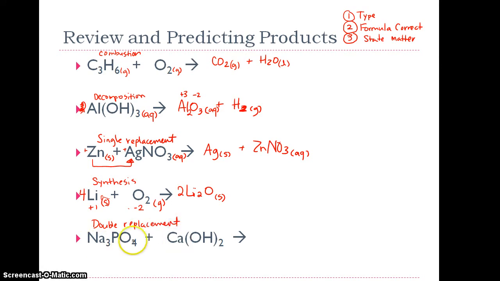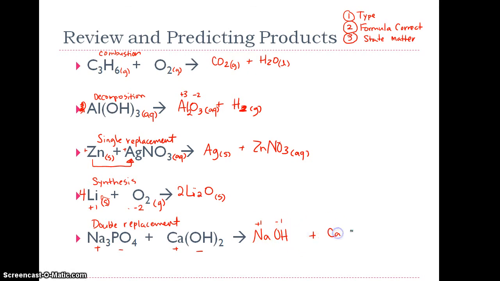Double replacement, they're always going to switch partners, but you have to know the positive and the negative of each one. The positives can't go together and the negatives can't go together. So we're going to have sodium hydroxide. Notice I didn't put the 2 there because sodium is a positive 1, hydroxide is a negative 1, so it's going to be a 1 to 1 there.